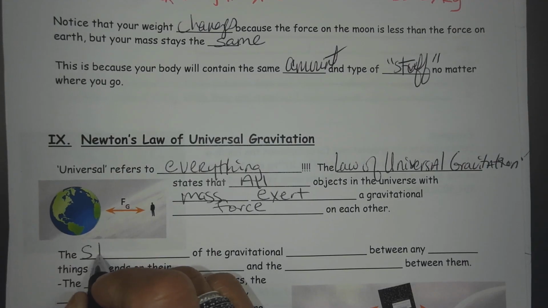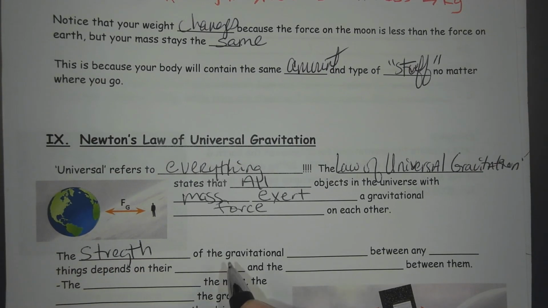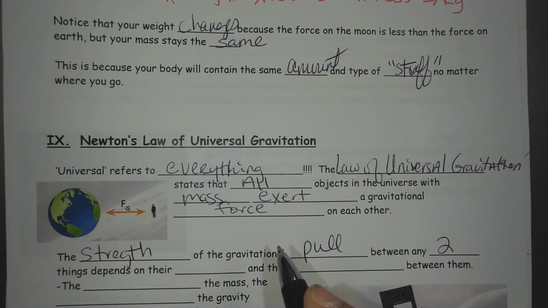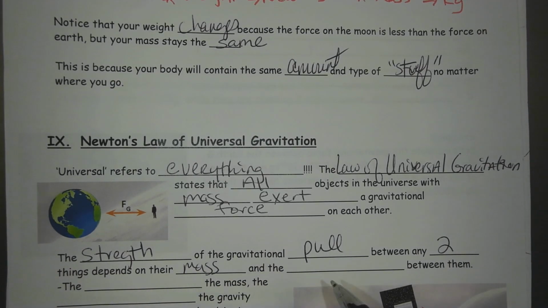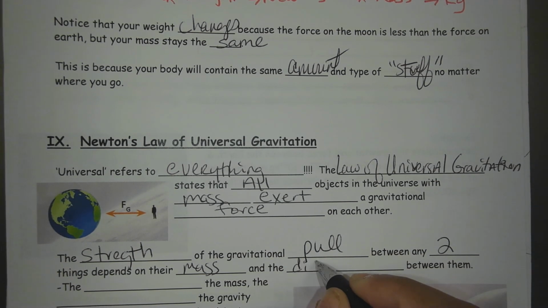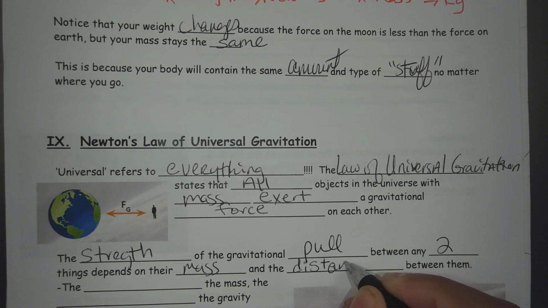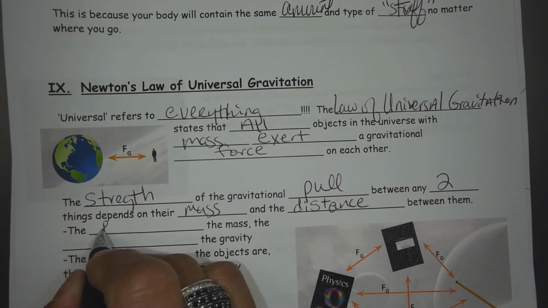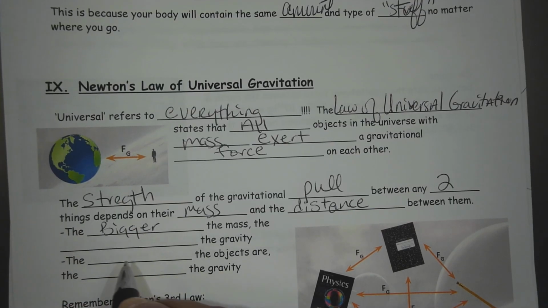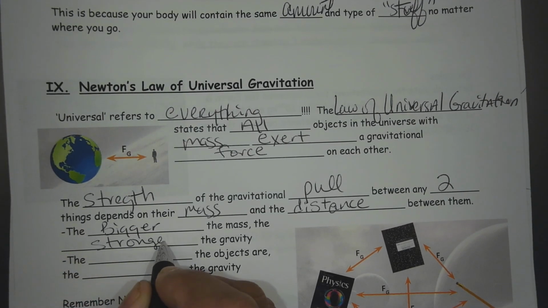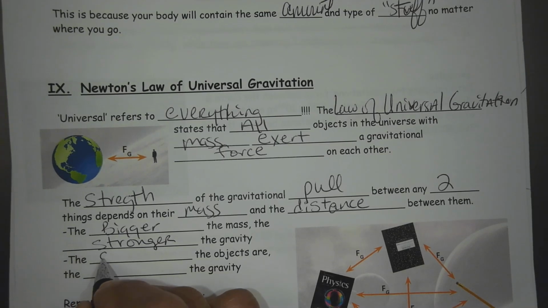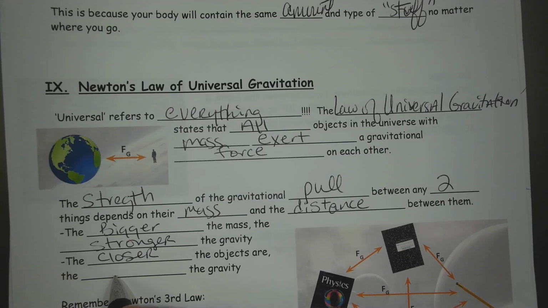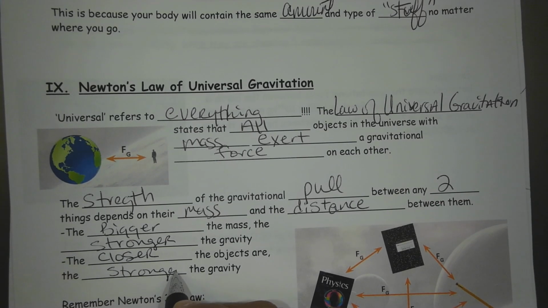Now it says the strength of how strong that gravitational pull is between any two objects depends on two things. Number one, their mass, and number two, the distance between each other. So it says here, for example, the bigger the mass, the stronger the force, or the closer those two objects are to each other, the stronger that gravitational force is.